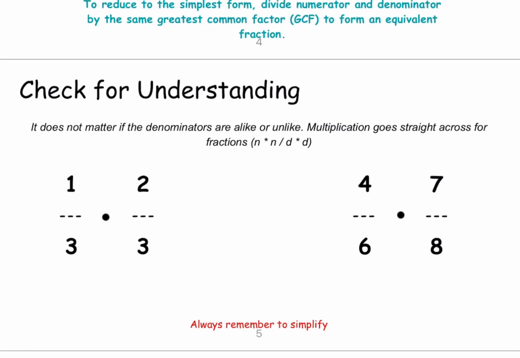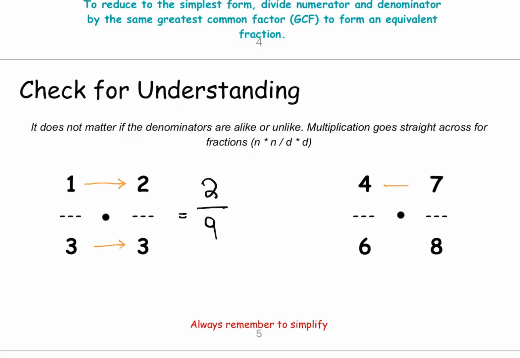It does not matter if the denominators are alike or unalike. Multiplication goes straight across for fractions. That means the numerator times the numerator over the denominator times the denominator. So let's practice that. I like to show this with arrows because arrows can indicate multiplication. 1 times 2 is 2. 3 times 3 is 9. And that is the simplest form for that fraction.